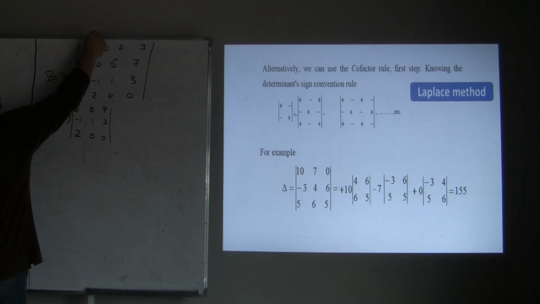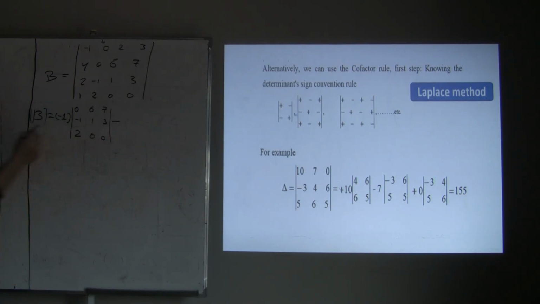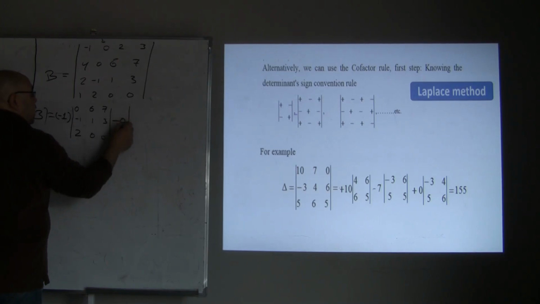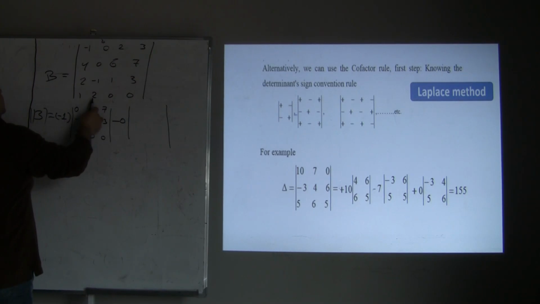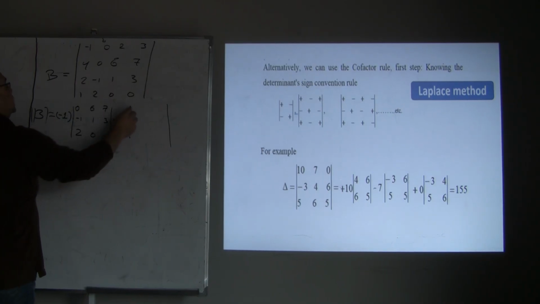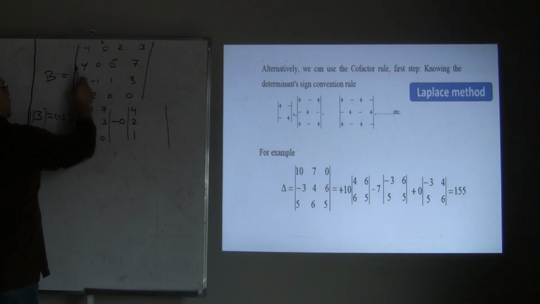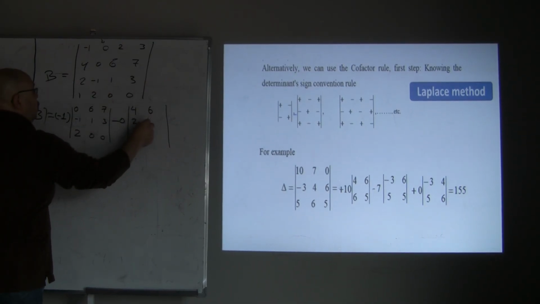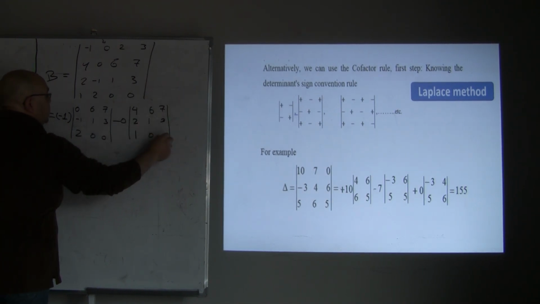Then I will go to the second element, which is negative for the sign rule. The element is going to be 0. Eliminate the row and the column. What's the remaining numbers? 4, 2, and 1 for the first column. Then 6, 1, and 0. Then 7, 3, and 0.